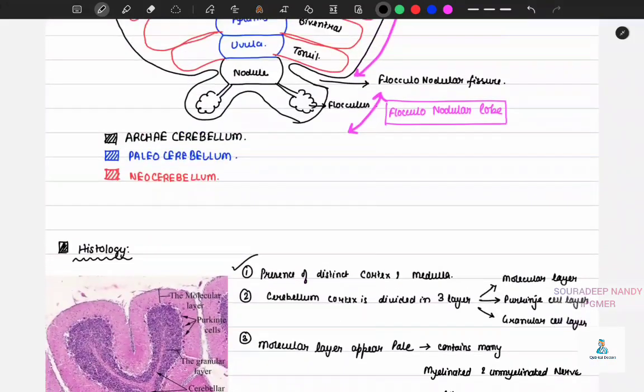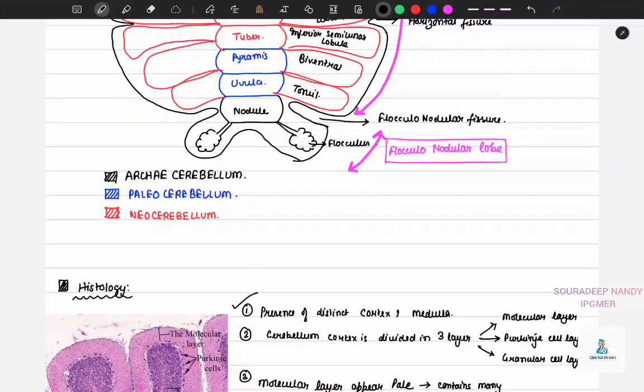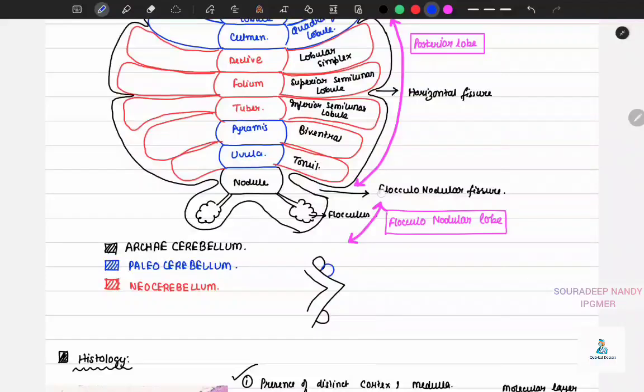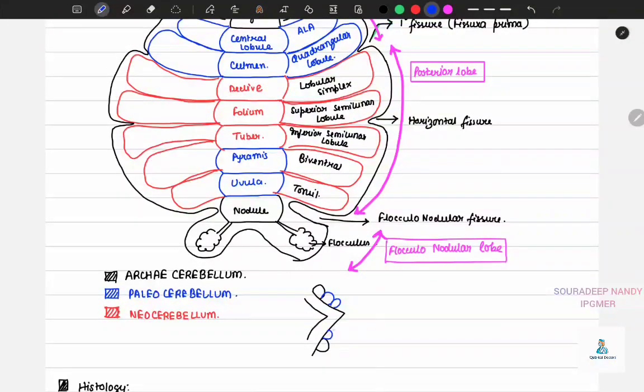Now, just a summary. If we consider this as the cerebellum, here is the lingula, here is the nodule, the central lobule, culmen, here is the uvula and pyramis, and here we have declive, folium and tuber. So the vermis I have drawn.